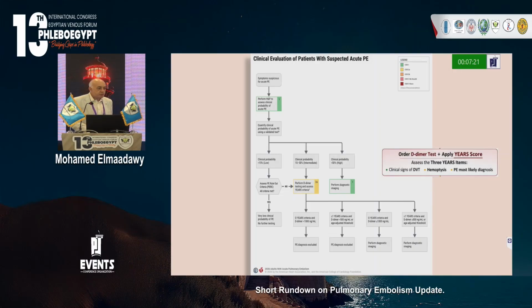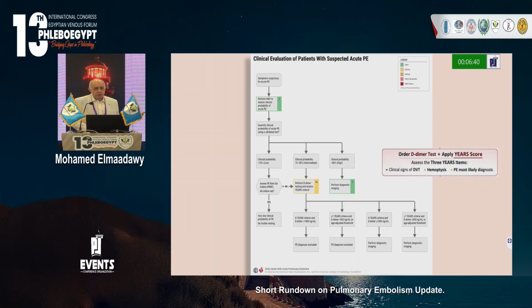What we should do for the patient next step. If the patient is low probability and could be excluded by the pulmonary embolism rule-out criteria, nothing should be done. And if the patient is in the intermediate zone between 15 or 50% probability of having pulmonary embolism, you have to go for the D-dimer and the YEARS score. D-dimers all of us know, and the YEARS score, which refers to clinical sign of the DVT, hemoptysis, or the pulmonary embolism has no alternative diagnosis. Each of them has one.